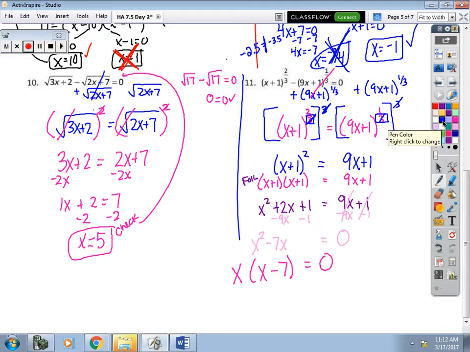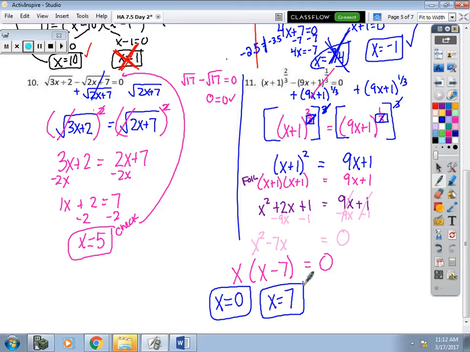We are still going to use the zero product property, set each of these equal to 0. So one of my answers is x equals 0. The other one would be x minus 7 equals 0. Add 7 to both sides, we'll get positive 7. Now again, you could check this by hand, like plugging back in 0 and taking the cube root and squaring it, taking the cube root and raising it first.